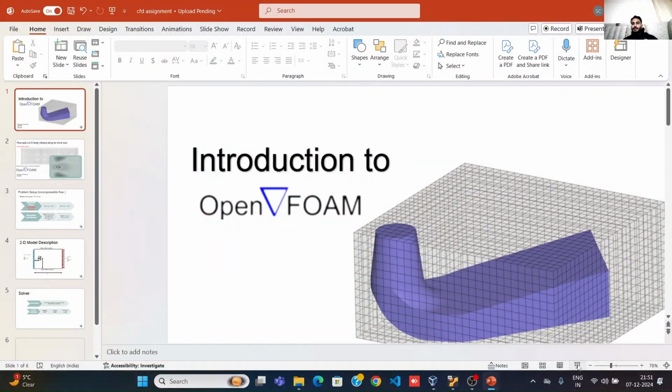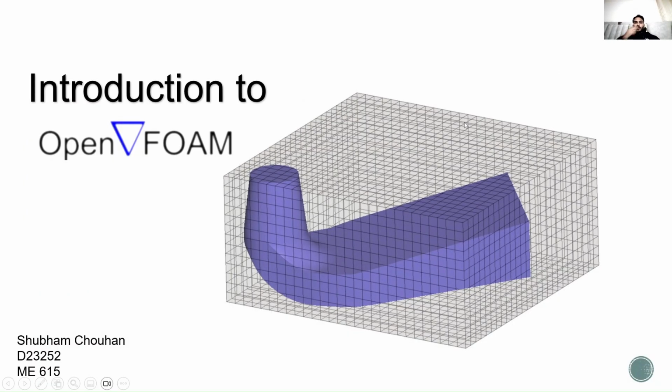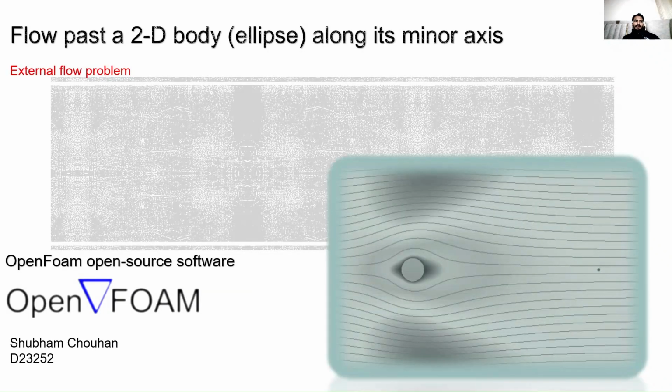So hello everyone. This is the video to introduction to openFoam. In this video, we will discuss the introduction to openFoam, which is an open source software in which the FEM approach is taken. We will discuss the problem of the flow past a 2D body, in which the 2D body is the ellipse along its minor axis. Flow will take place on the ellipse throughout its minor axis.